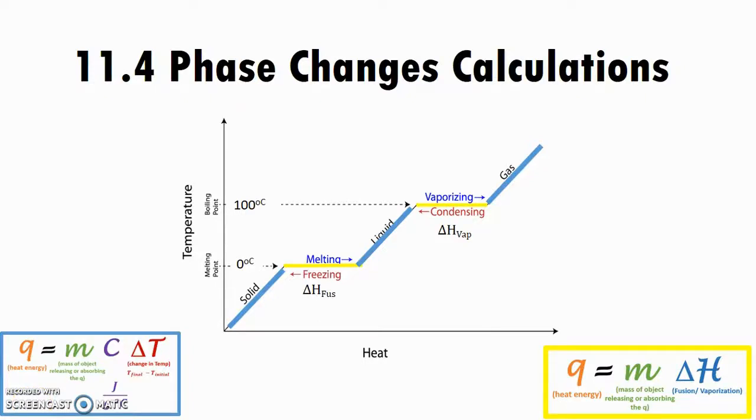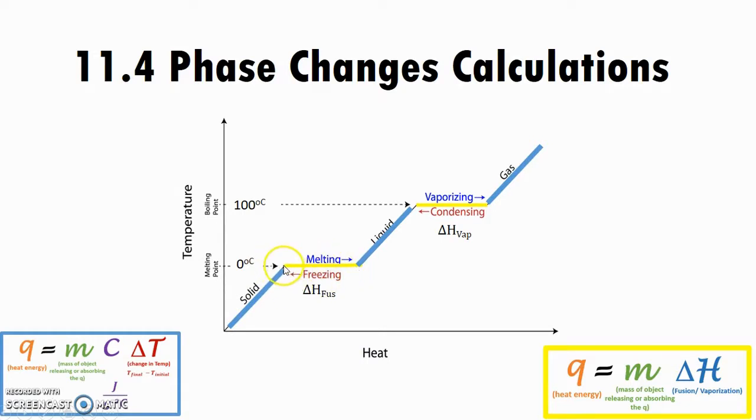This is the 11.4 phase change calculations video. If you remember from the previous video, this is a phase change diagram for water. In the diagram, we have our solid, liquid, and gas states of matter that is represented in the diagonal section of the graph, and we can see that over here we have a temperature change. In the flat areas right over here, this is where our phase changes occur.